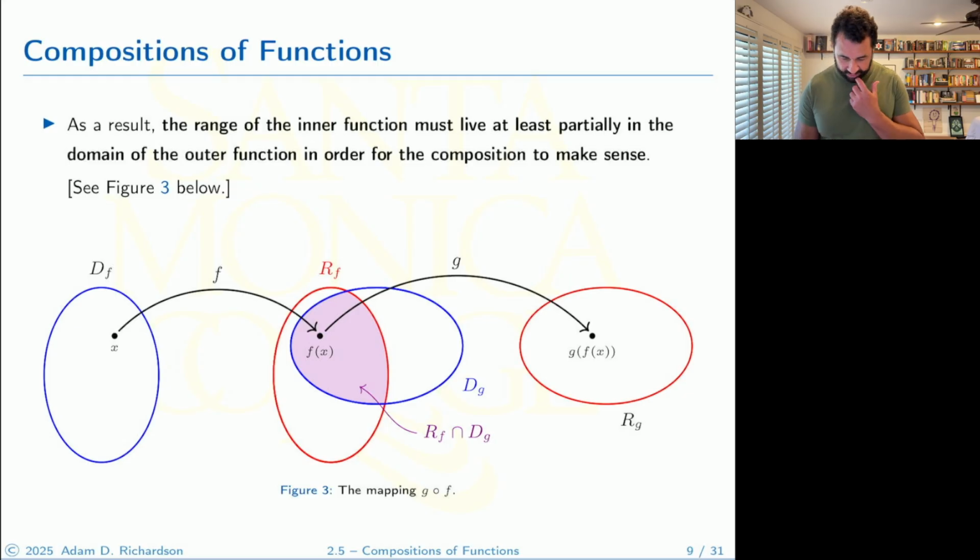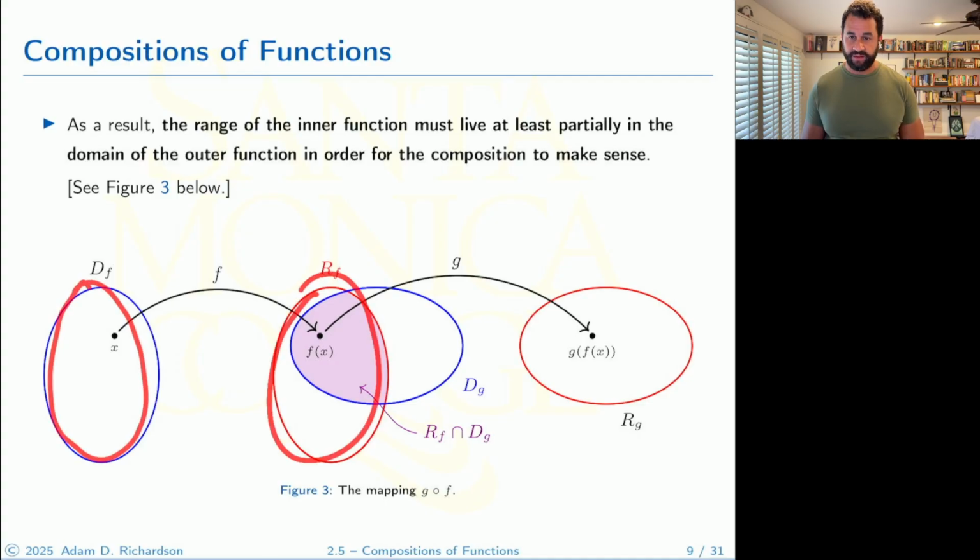Okay. So take a look at this picture down here, this figure for a second. And let me show you what's drawn here. This is the domain of f. This is the range of f, and f goes from its domain to its range, just like that.